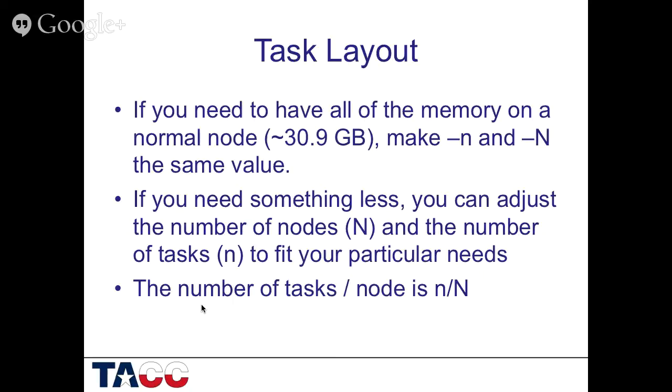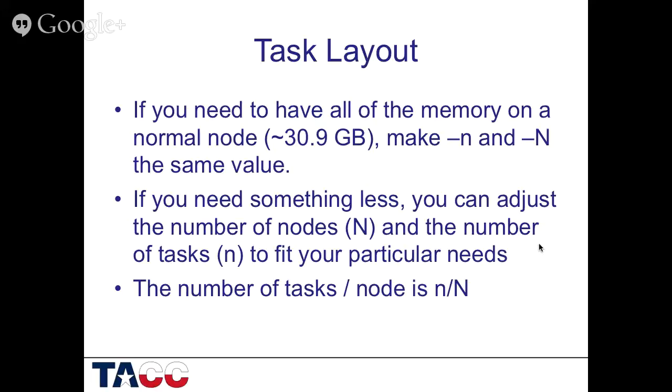If you need all of the memory on a node, so maybe you have a task that literally uses 30 gigabytes of memory, that is possible. We've seen it happen. Just make n, the little n and the big N, the same value. That way you'll just get one task per node, but you can still pack them in and say, oh, I want to run 16 of them at a time. You'll get 16 nodes, each one running a single job. If you need something less, maybe you don't need 2 gigs, you can oversubscribe a little bit if you want. So you can adjust the number of nodes and the number of tasks to fit your needs, right? You can put more than 16 on if you want to.